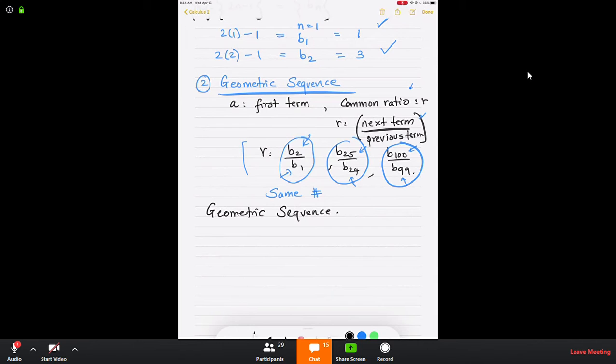So here we go. I don't see any questions. Here is the geometric sequence. The first term is r, the second term is r squared, then r cubed. So can I say here that the common ratio is r? The first term is r. Do we agree?